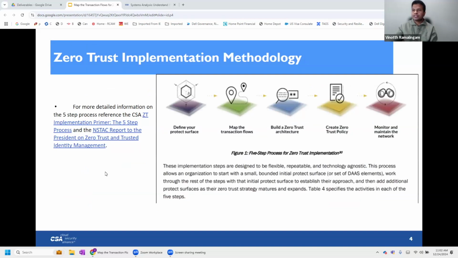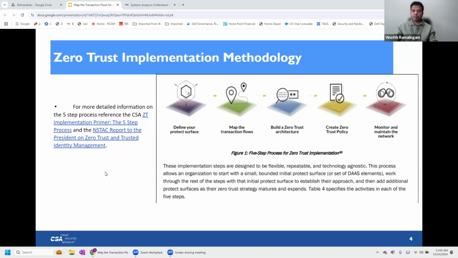Fantastic. So this is the five-step process for zero trust implementation. CSA has created and recorded a fireside chat with John on defining the protect surface, which went really well. There have been a lot of downloads and good responses on that. And this paper is to tackle the second step, which is mapping the transaction flow.